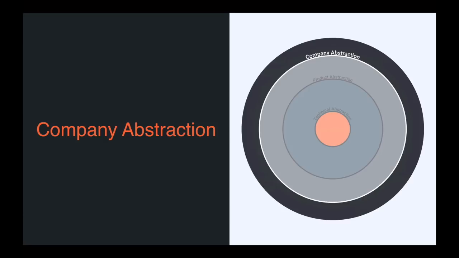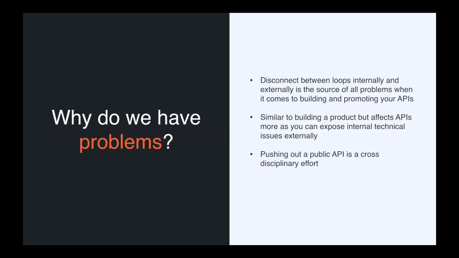So as we have this lens, we can think about why we have problems in the process of API development. What we'd say is that there is a disconnect between loops internally and externally. Whenever you have this disconnect, it's the source of all problems, and that results in issues that come to the fore when you are building and promoting your APIs. And all of this is very similar to building a product, but it affects APIs more, as you can expose internal abstractions externally very easily.